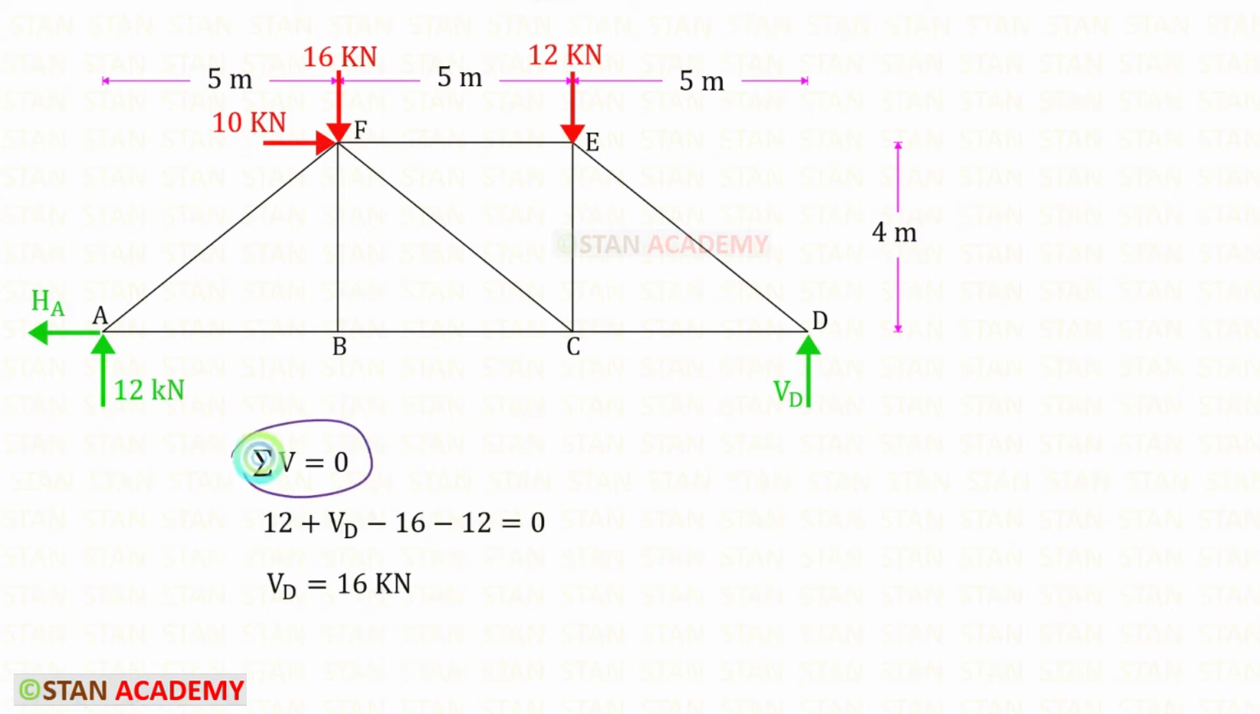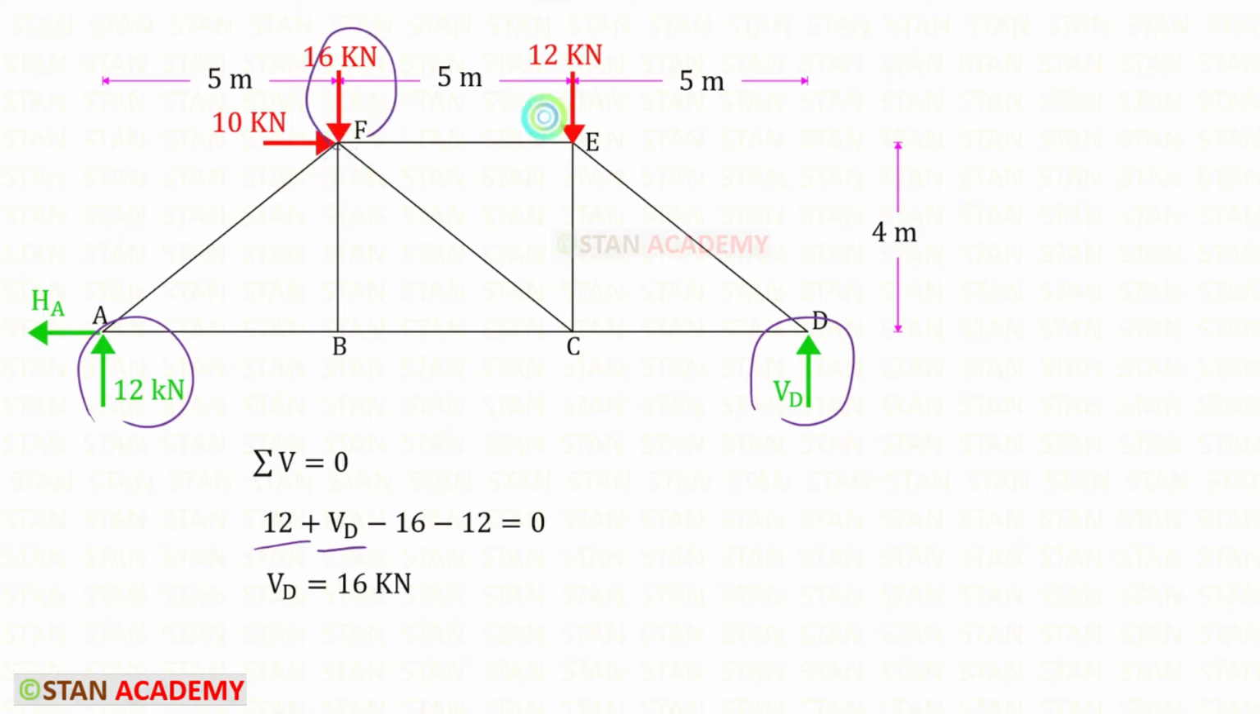Let us apply this rule and find VD. VA and VD are acting upwards, so both of them are positive. These two loads are acting downwards, so both of them are negative. For VD, we will get 16 kilonewton.